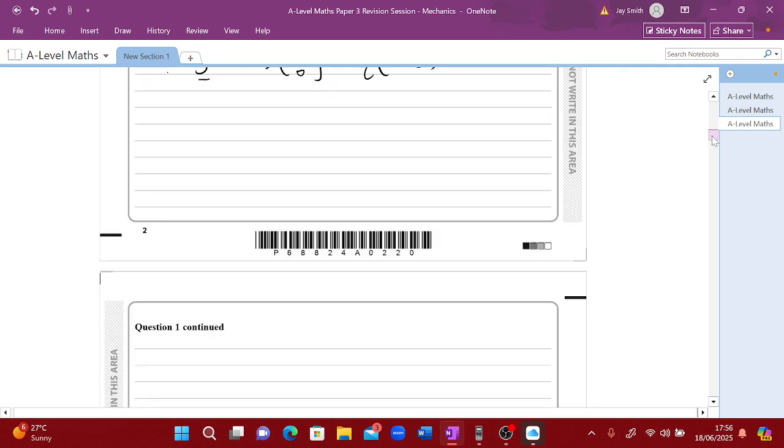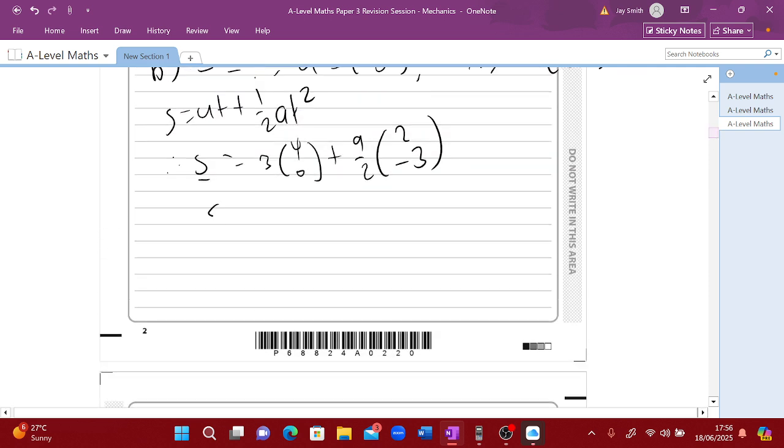And then we do that, we get the vector s is 3 lots of 4 and 9 over 2 lots of 2. So then we get 21 on the top. And then 3 lots of zero is 0, and then 9 over 2 lots of minus 3. So 9 over 2 times minus 3 will get us minus 27 over 2.